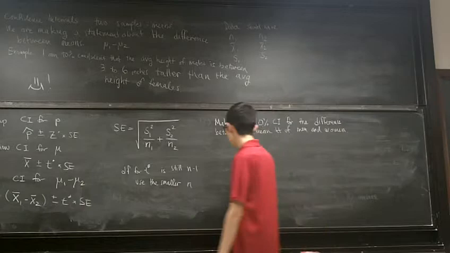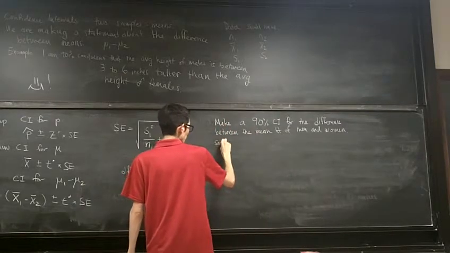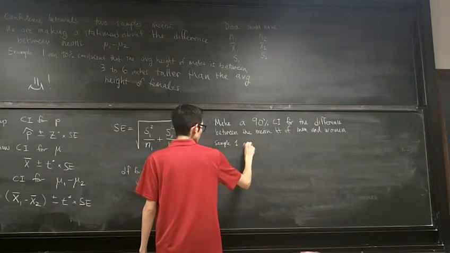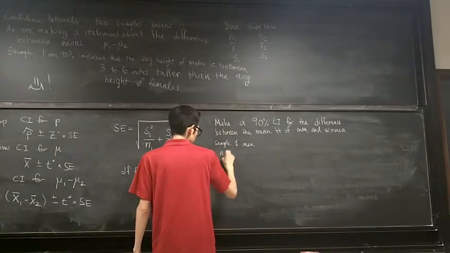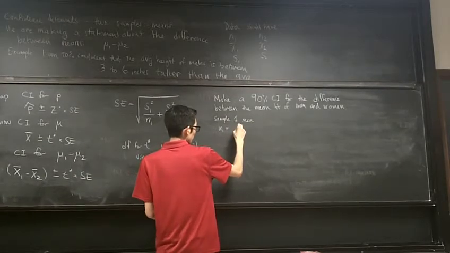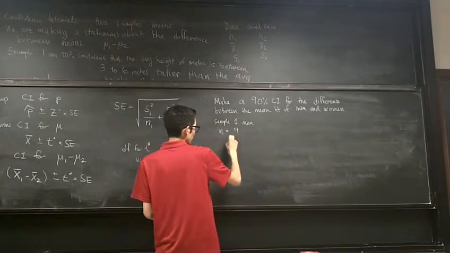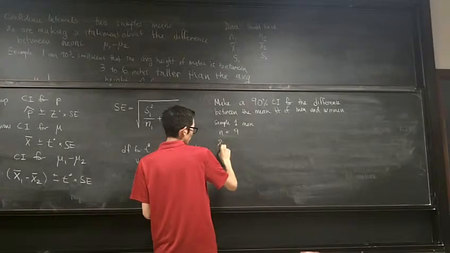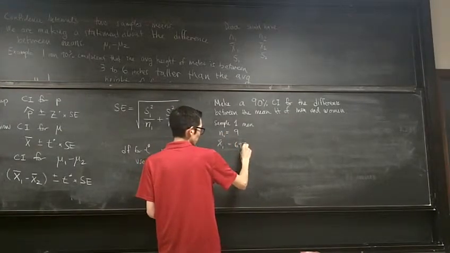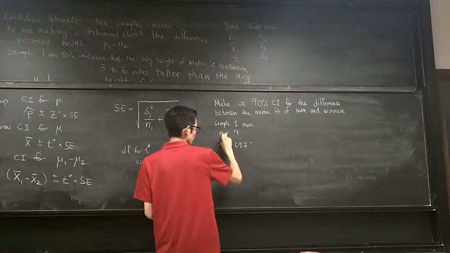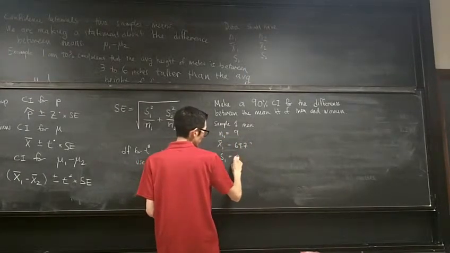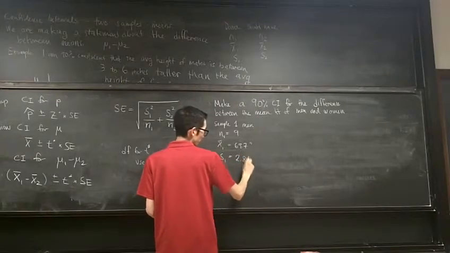Alright, so let's say sample 1 is the men. We asked 9 men, and let's say their average height was 69.7 inches, and the standard deviation, let's say, was 2.84. Okay?